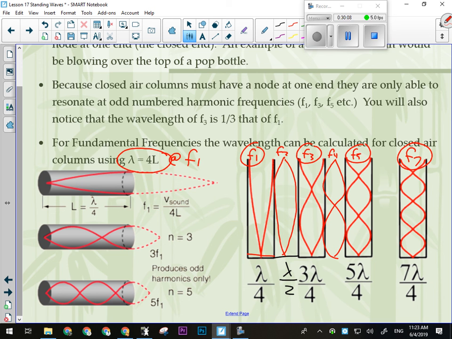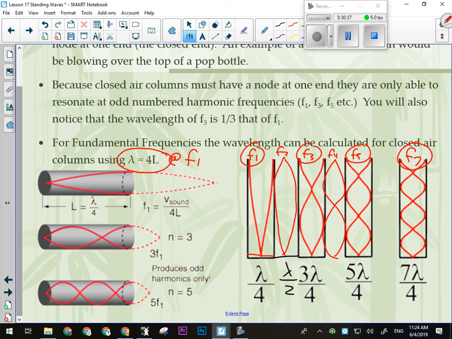Okay, so closed air columns, lambda equals 4L at F1, because it's 1/4 of a wavelength in the tube. Okay, everyone follow how we're getting that formula, right? That's lambda over 4 is the length of the tube. Okay, so 4 times the length of the tube is lambda. Okay, questions on closed air columns?